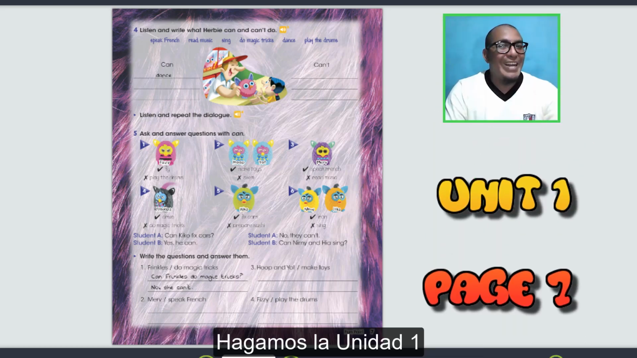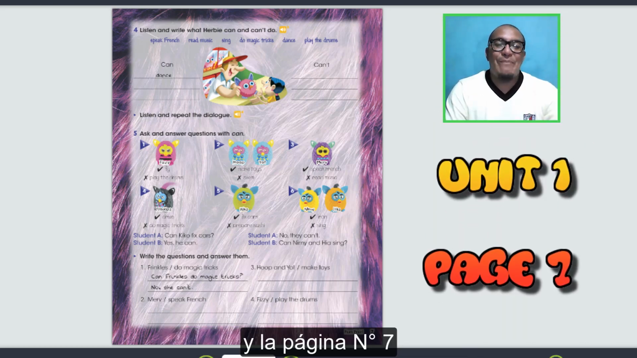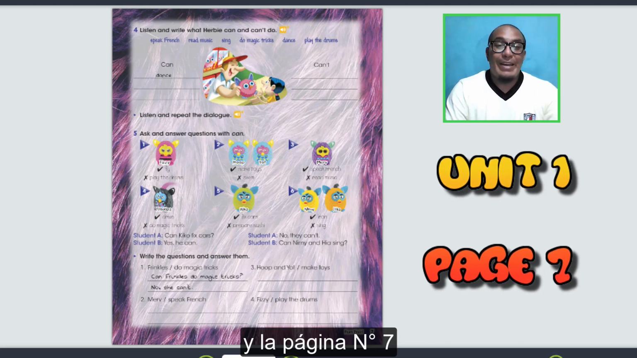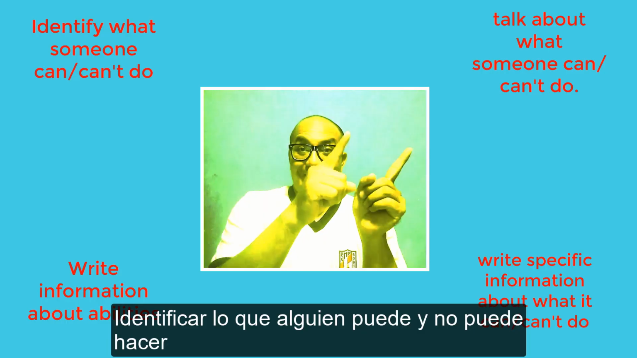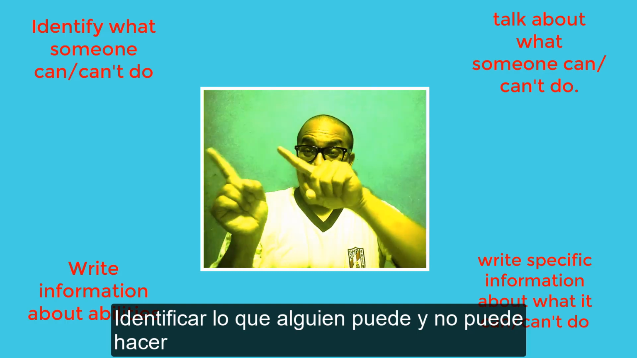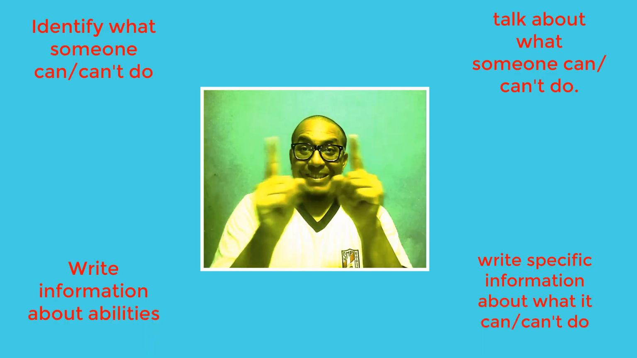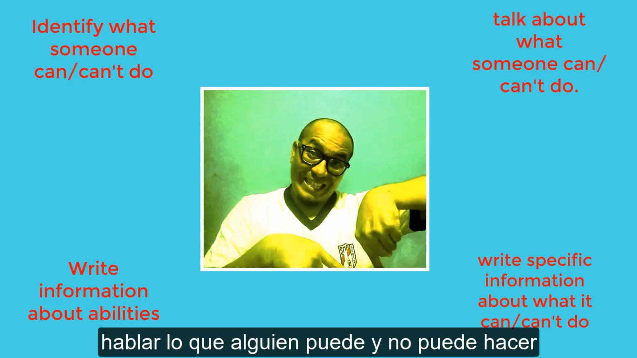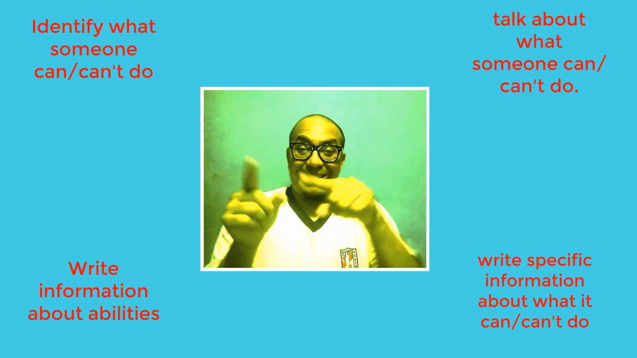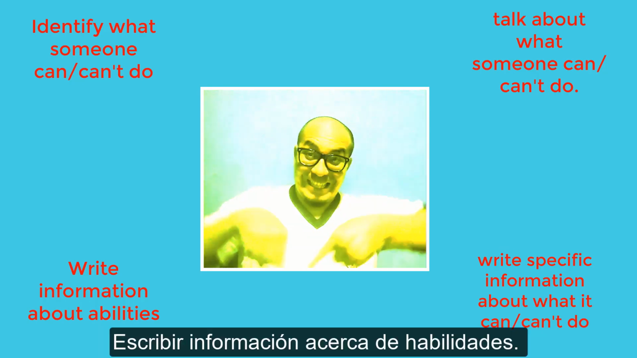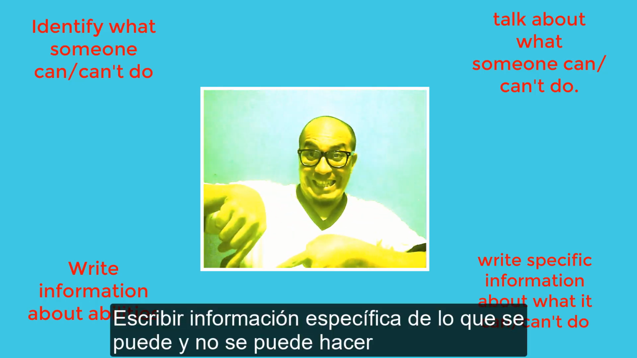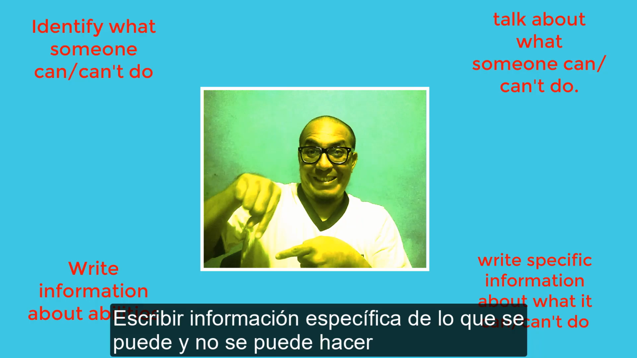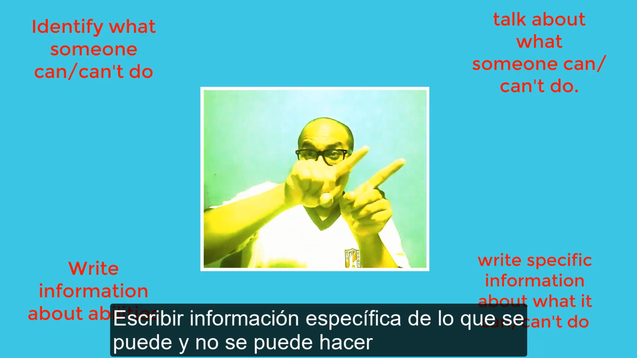Let's do unit number 1 and page number 7. Pay attention to the objectives. Identify what someone can and can't do. Talk about what someone can and can't do. Write information about abilities. Write specific information about what it can and can't do.